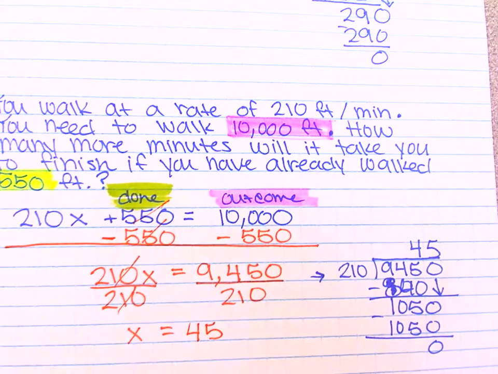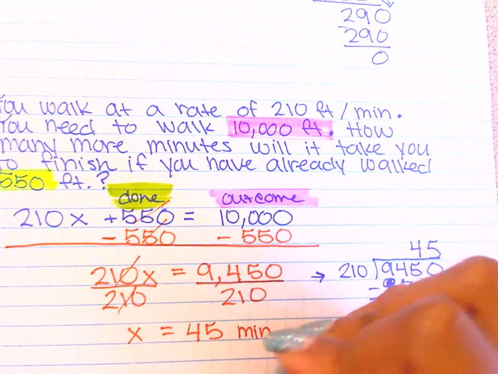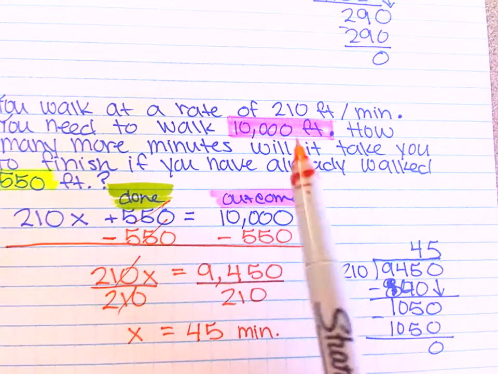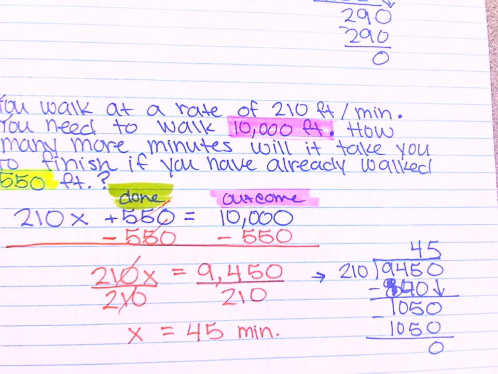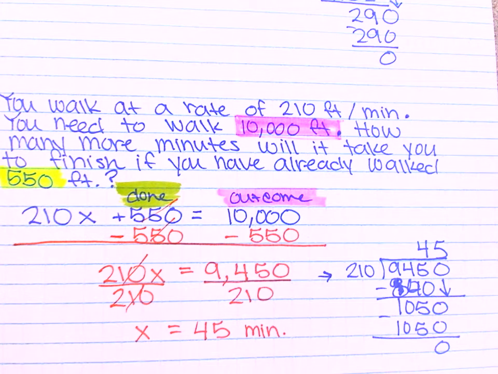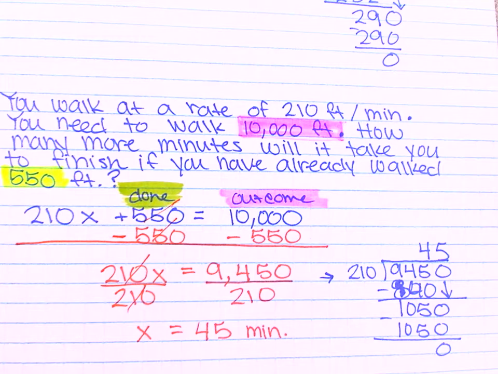Now 45 what? What am I trying to find out? Minutes. Very good. So it's going to take me 45 minutes to walk 10,000 feet after I have already walked 550 feet. So with word problems, what you need to concentrate on is: what's the outcome? What have I already done? That's your add or subtract. And then what's the variable, along with what you need to know?